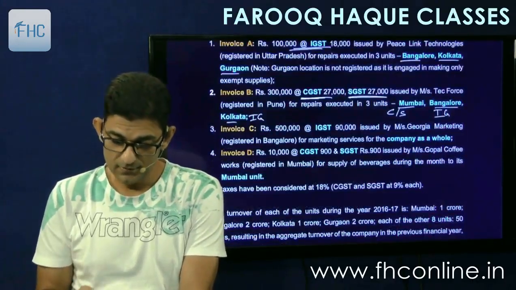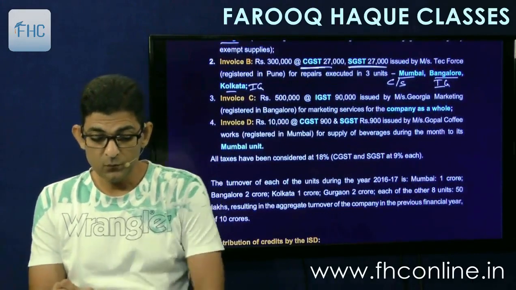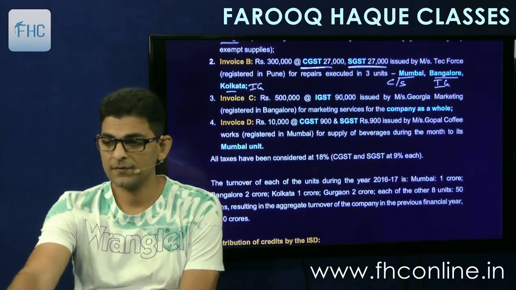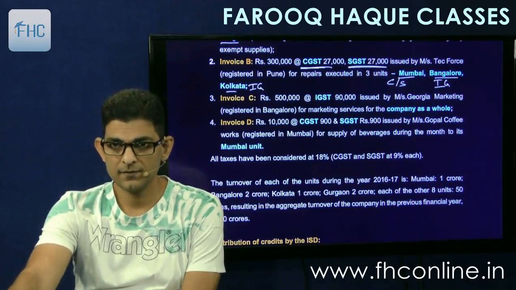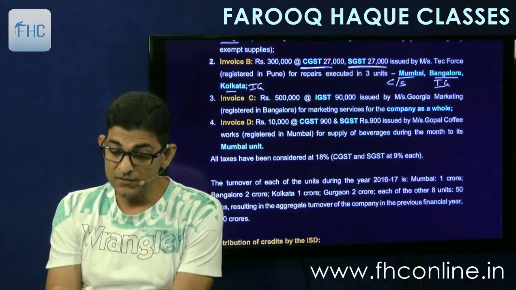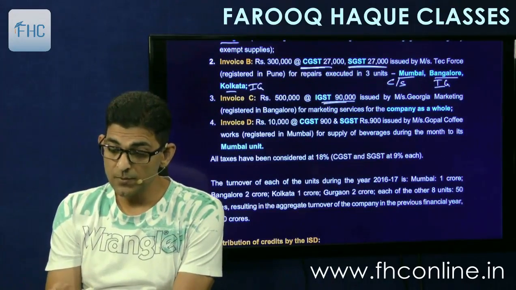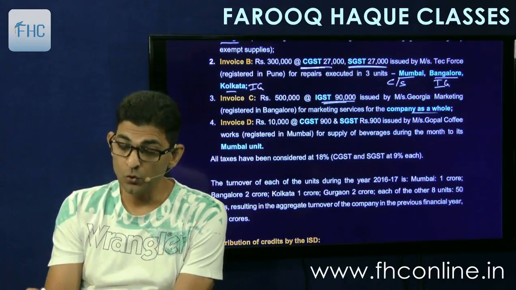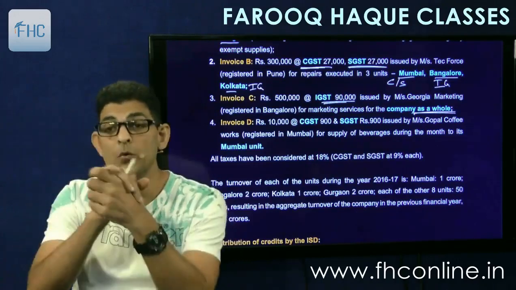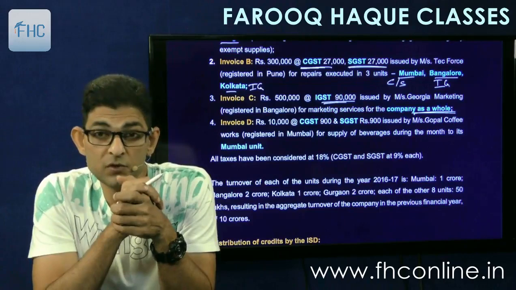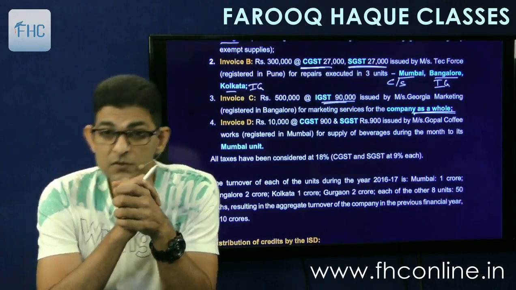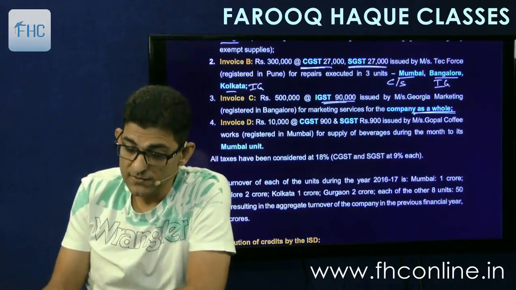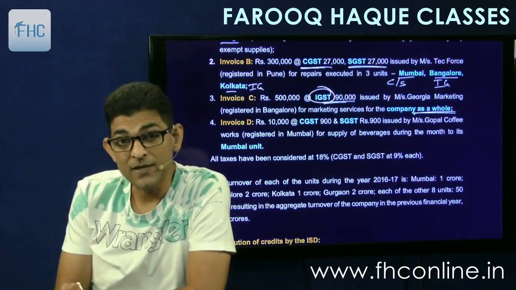Then coming back, invoice number 3. Invoice 3 is 5 lakhs, and IGST is there, 90,000, issued by Messrs. Georgia Marketing in Bangalore for services for the company as a whole. Oh ho ho, this is company as a whole. So now we'll distribute among all the 12 units, in the ratio of their turnover in the preceding financial year. And since it is IG, it will remain IG.